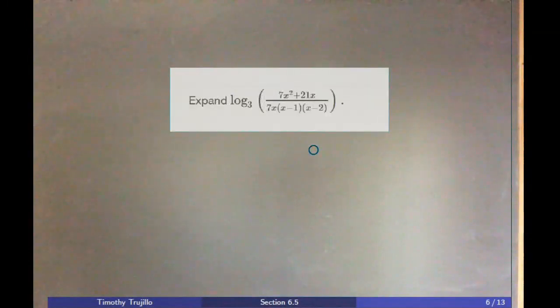So let's start with one of them, and we'll look at this expression here. We want to expand this log base 3 of this rational function.